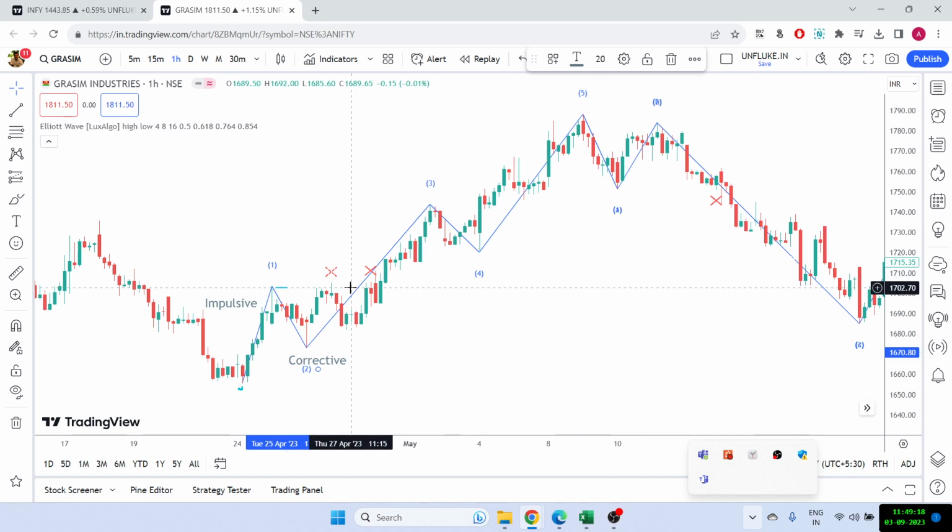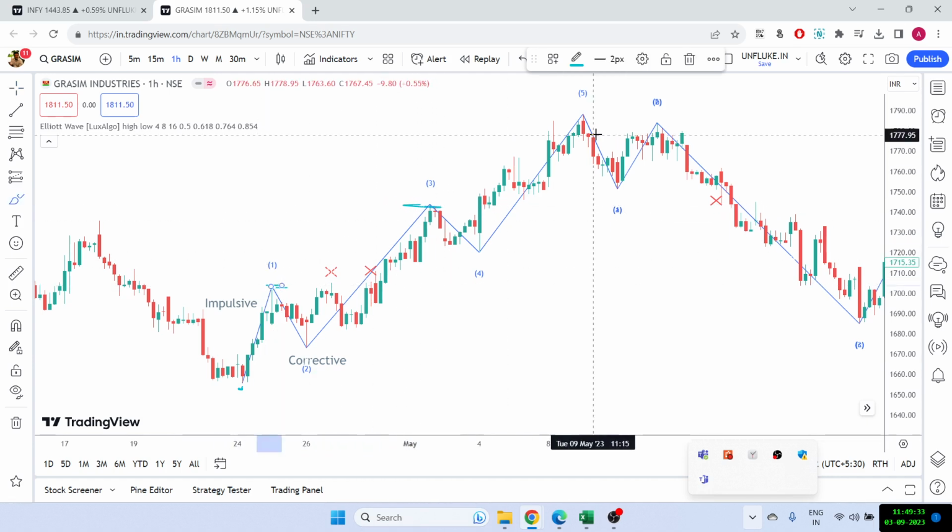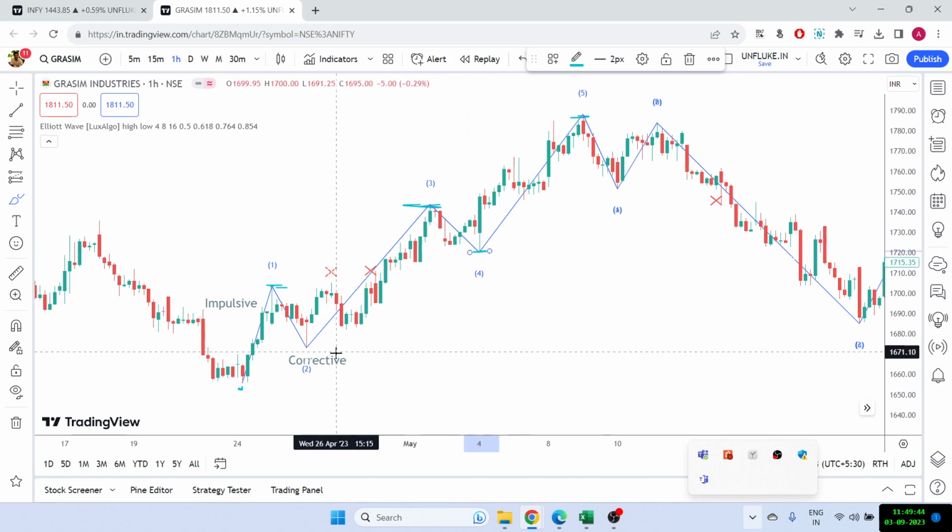Now there are a few rules for it to be classified as 1, 2, 3, 4, 5 or not. The first rule is about the higher high: the high of wave 3 should be more than the high of wave 1, and the fifth high should be more than this, right? This is the first rule, and obviously this is similar to Dow theory. Similarly, the low of 4 should be higher than the low of 2. So this is the second rule.